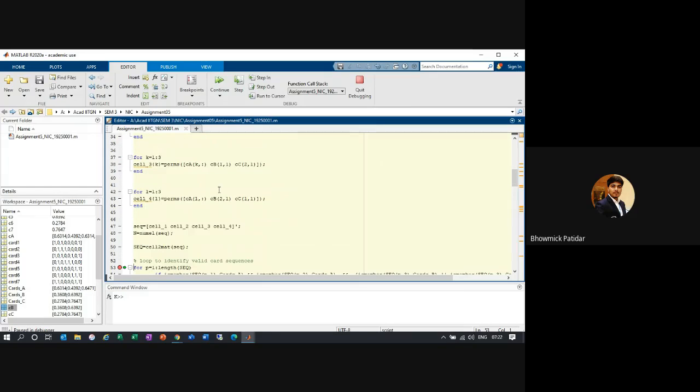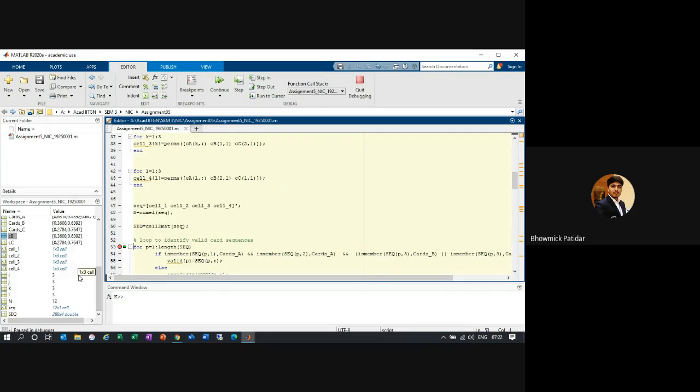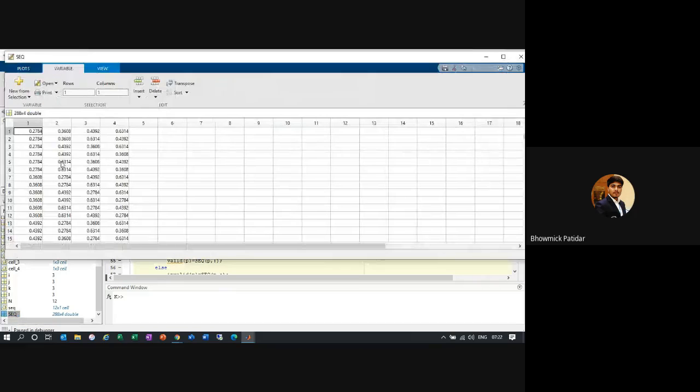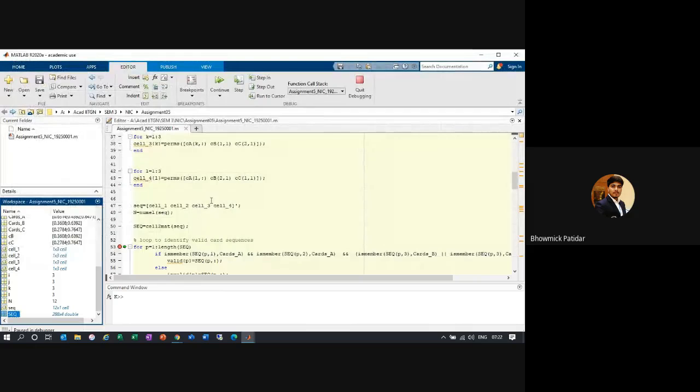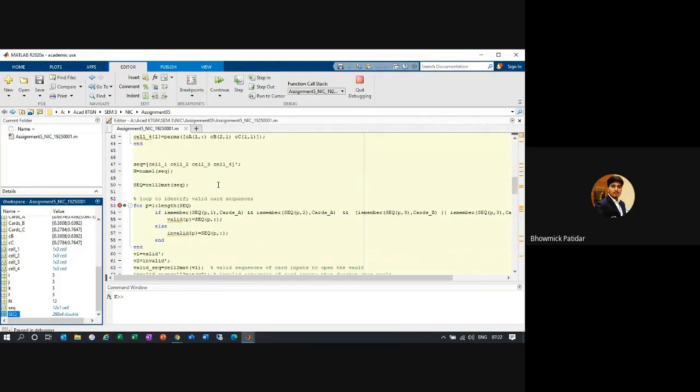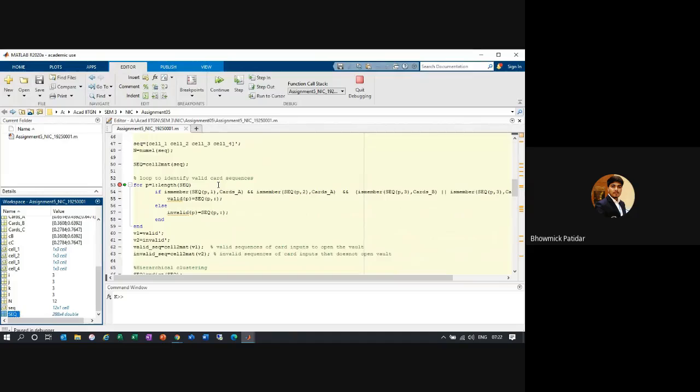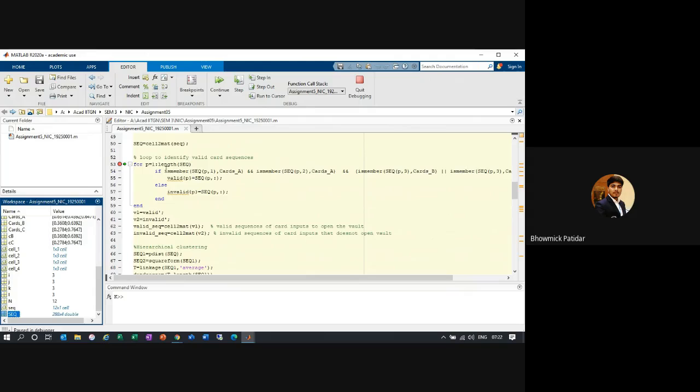And we get a set of possible pattern inputs that we can give. These are 288 possible patterns. There are some conditions for a valid card sequence: the first input is A's input, the second card is also of A, and the third card is of either C or B. So this loop identifies the valid card sequences, which will open the vault, and the invalid cards, which will not open the vault.